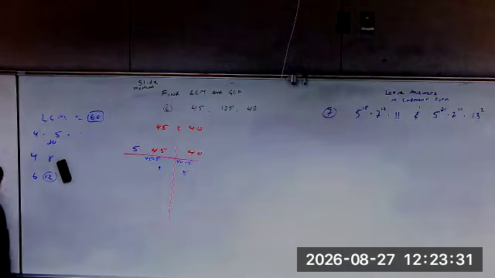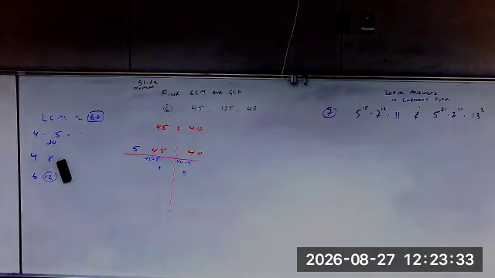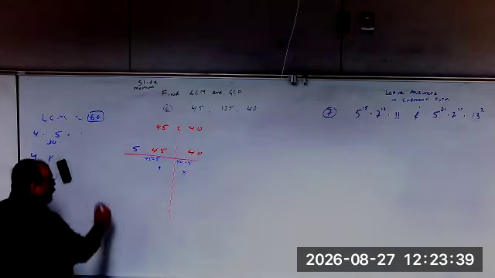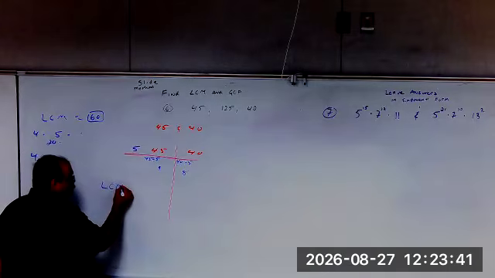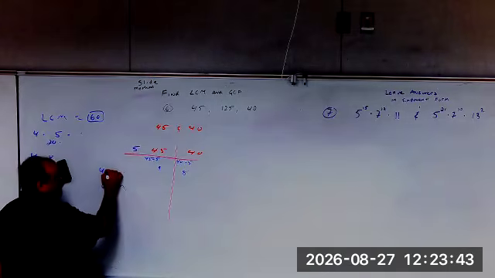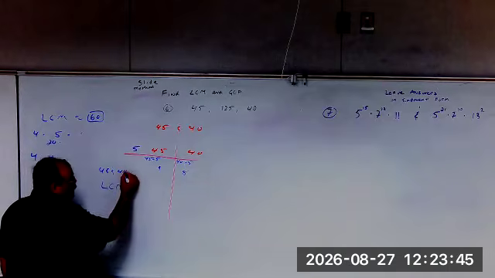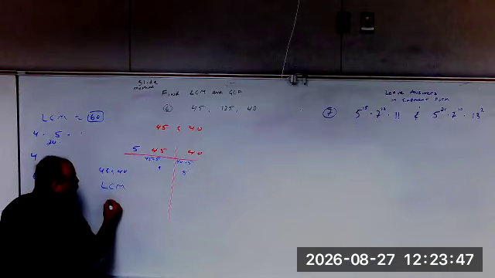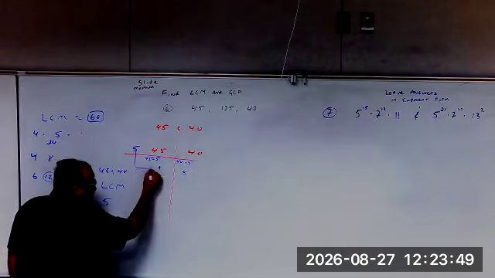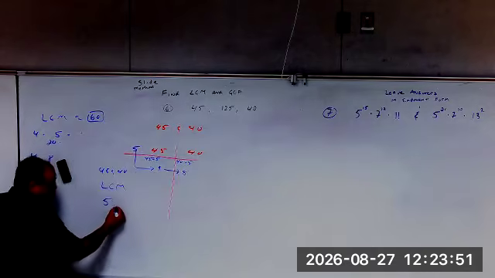Anything left? Any factors left out of a 9 and an 8? Nope. So the least common multiple for the 45 and the 40 is going to be equal to 5 times 9 times 8.